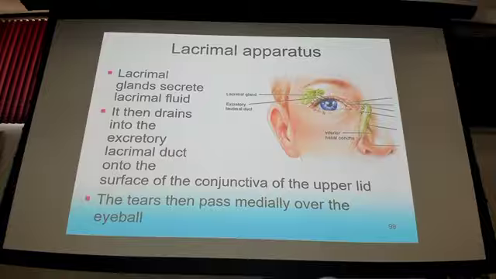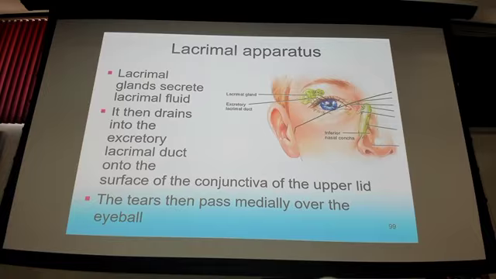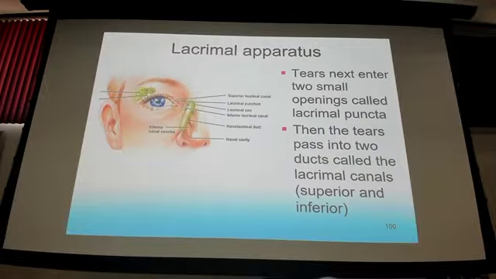And then the tears are going to start to pass medially across the eyeball. But actually what you're going to do is blink. And when you blink, it's going to do like a Z pattern. You're going to spread that fluid across the eye. But we have to have a way to drain this off because we're making it. So the next area it's going to enter is what's called the lacrimal punctum.